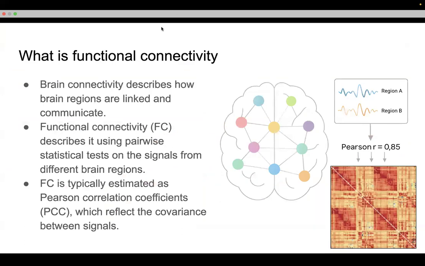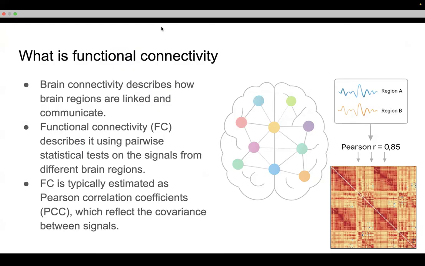So let's start with some general information, in case you didn't work with functional connectivity, and what it is in the first place. Generally speaking, brain connectivity describes how different brain regions interact with each other. You can imagine the brain as a graph where nodes of different regions send signals to each other. Functional connectivity tries to describe those connections with statistical tests. Basically, if you have some recording of brain activity, you can apply different statistics and try to derive the interactions between the signals from different regions.